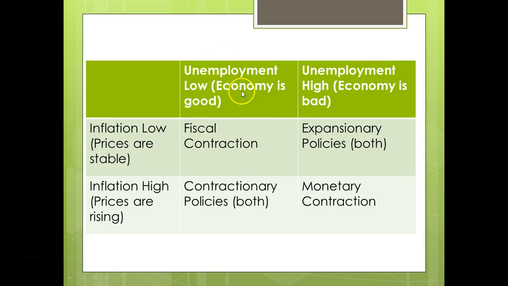But if we have low unemployment and the economy is doing well and there's high inflation, prices are rising, then we would want to use contractionary policies, both fiscal and monetary, to pay off the debt and slow the price increases. If unemployment is high, however, we would probably want to use expansionary policies to help improve the economy and decrease unemployment. But if inflation is high, we would probably want to use contractionary monetary policy to slow prices, and then we could maybe use expansionary fiscal policy to improve the economy.